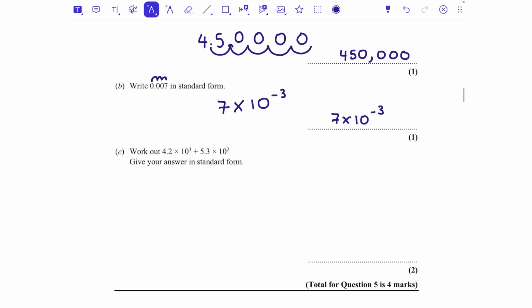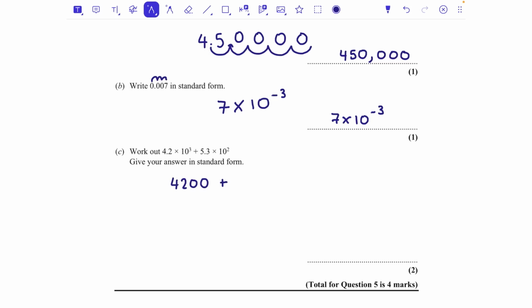Part C, work out 4.2 times 10 to the power of 3, add 5.3 times 10 to the power of 2. Now you can do this and keep them in standard form, but if you're adding or subtracting, my advice would just be get them out of standard form, do it, and put them back in. So 4.2 times 10 to the power of 3, we just need to times that by 10 3 times. So that would be 4,200.